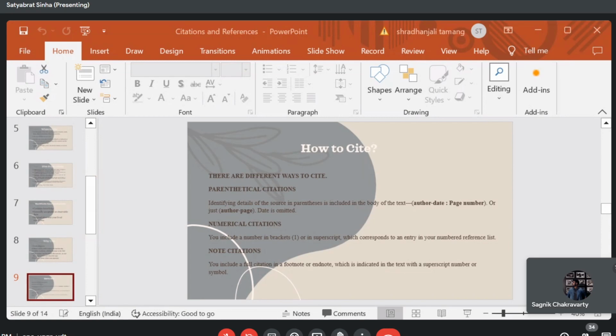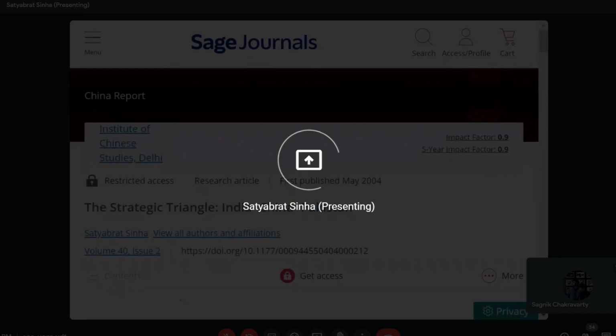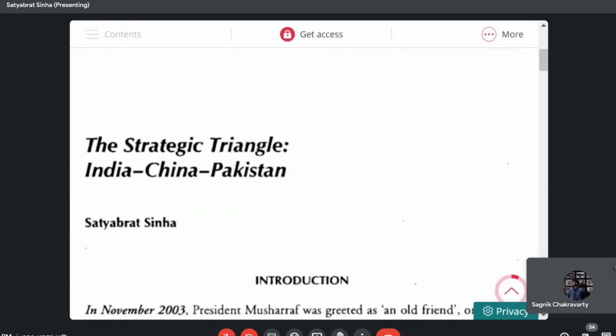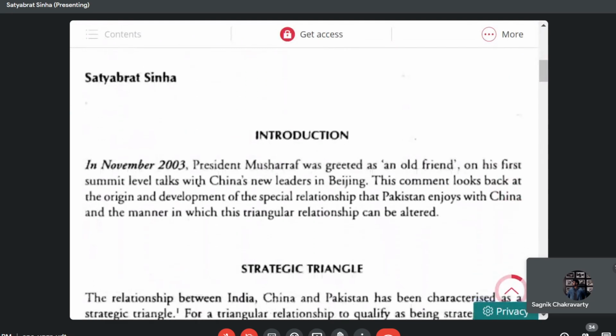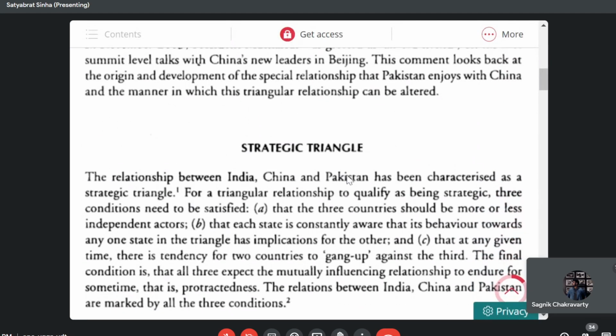So I'll give you an example of this footnote or end note right now. I'm sharing with you an old article I'd written long ago. It's called The Strategic Triangle. You can see India, China, Pakistan. I don't have access to this material, so I just have access to this page. This is the beginning of the article, the introduction. I want your attention here. I've written: the relationship between India, China, and Pakistan has been characterized as a strategic triangle. And there is, I hope you can see, a number in superscript. Can you see that? In the second paragraph, first line.